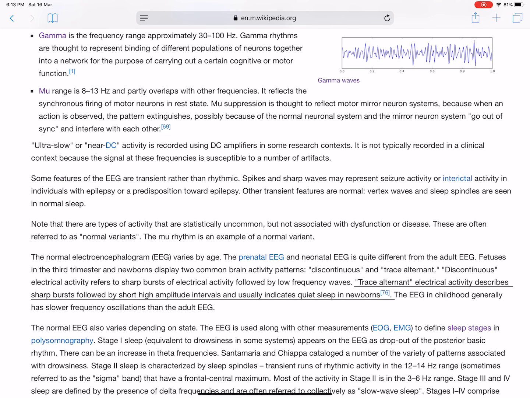The EEG in childhood generally has slower frequency oscillations than the adult EEG. The normal EEG also varies depending on state.